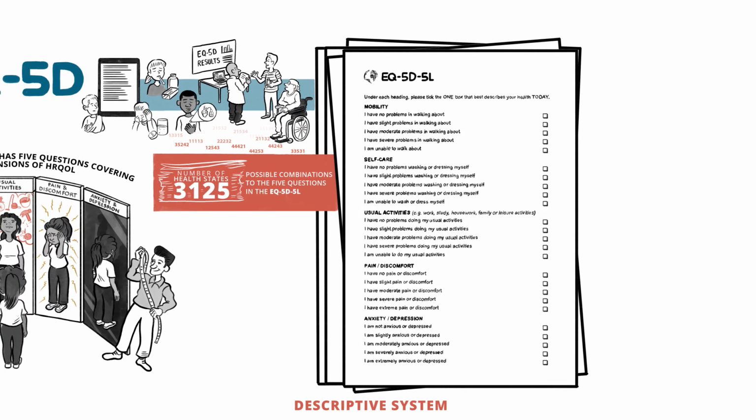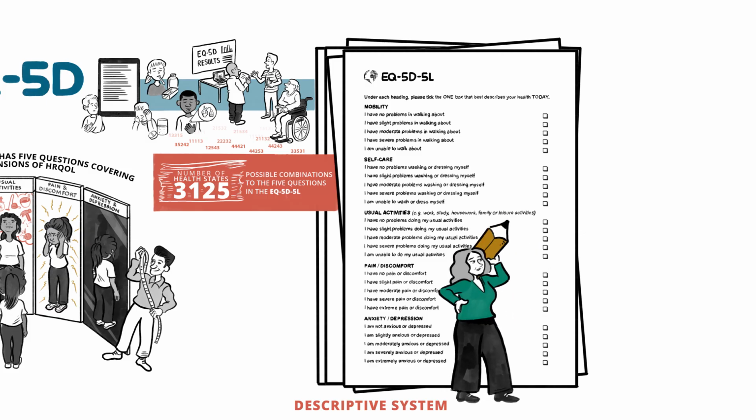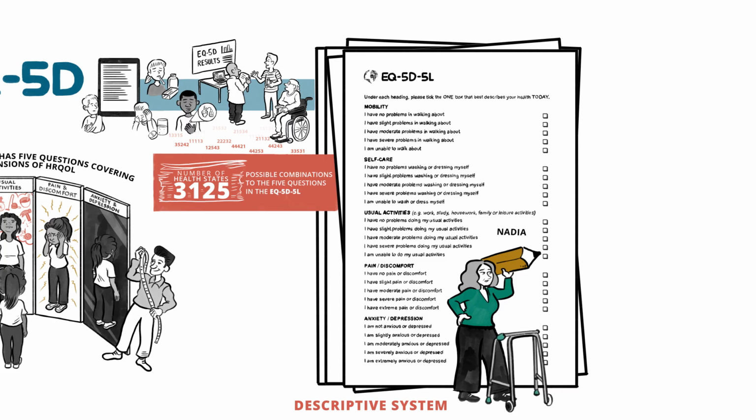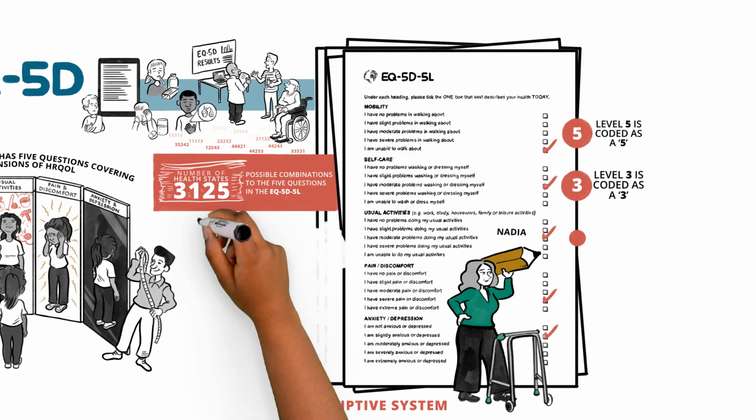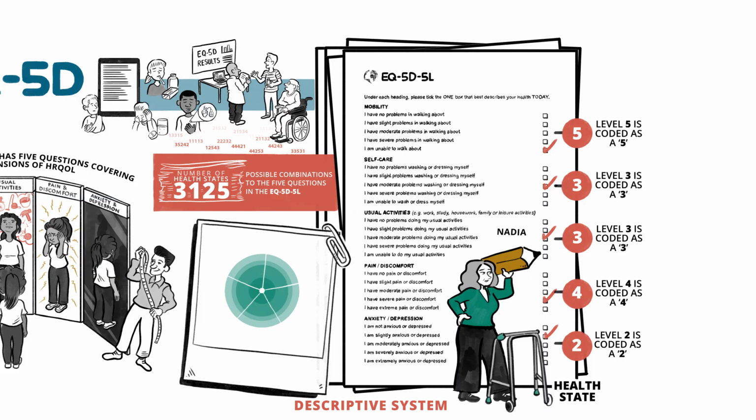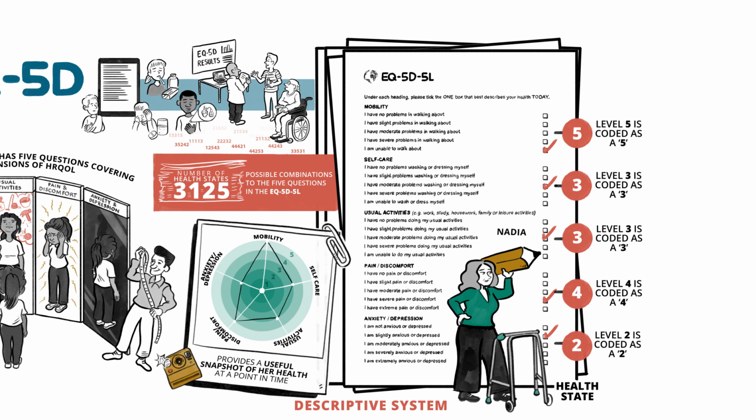Here's another example of somebody completing the EQ-5D-5L descriptive system. Nadia suffers from osteoarthritis, and on the day that she completed the questionnaire, she reported being unable to walk about, having moderate problems with self-care and usual activities, severe pain or discomfort, and being slightly anxious or depressed. This means that Nadia's health state was 53342. Nadia's profile provides a useful snapshot of her health at a point in time across the 5 health dimensions.